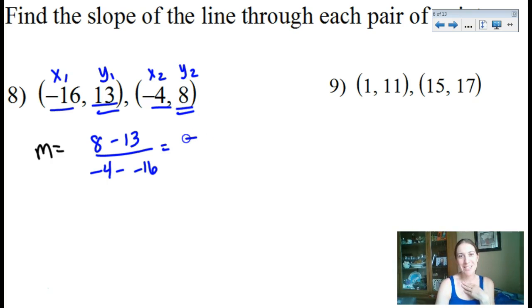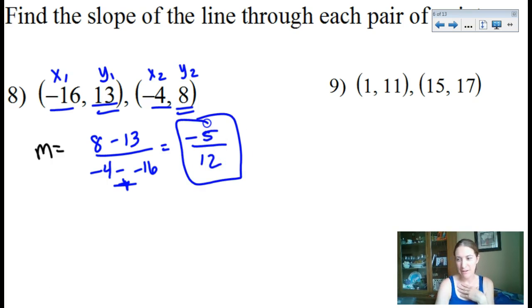8 minus 13 is -5. And then these negatives become plus. So it's -4 plus 16, so 12. And this slope does not reduce any further, so -5 over 12 is a good answer for me.